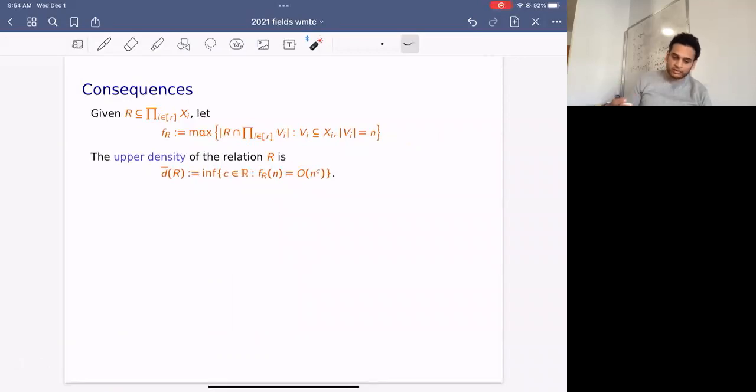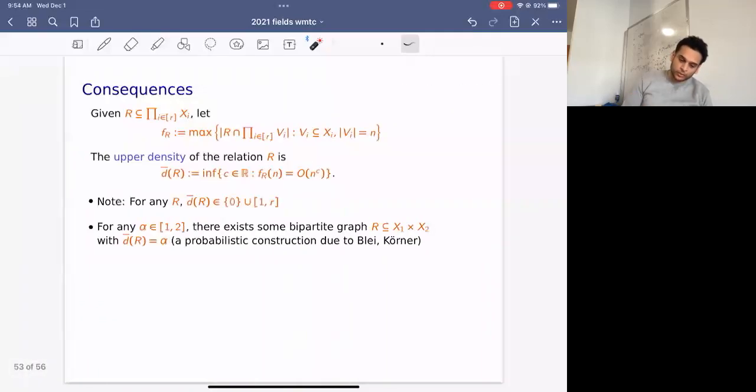If we look at the relation R, I can define the upper density of this relation to be basically the maximum exponent that I can use to bound the number of edges. And then we can ask questions about this density. For example, we already know this density should be either 0 or between 1 and r. And if I have a binary relation, then there's a probabilistic argument that says you can realize any alpha between 1 and 2 as the density.